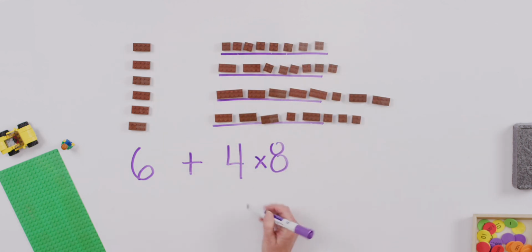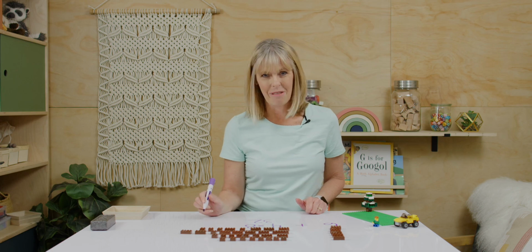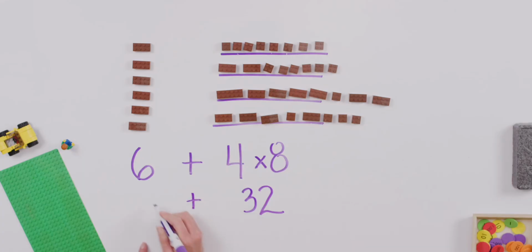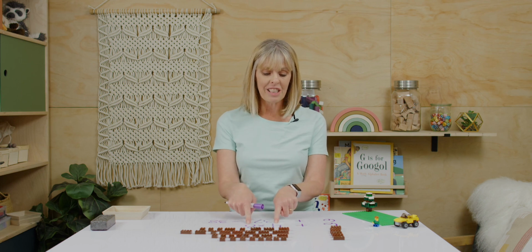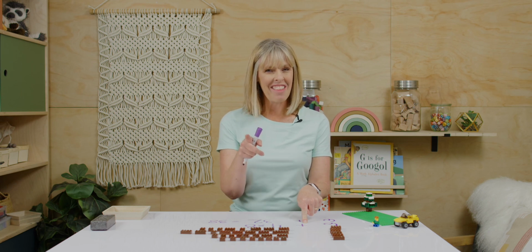So our 4 times 8 is going to be 32. Great job working on your multiplication facts. And then, of course, we need to add 6 to our 32, which is going to give us the final number of bricks, which is 38. All right, great job. I'm hoping this visual will help you to remember that our multiplication will come before our addition. I'm going to tell you another little story next.